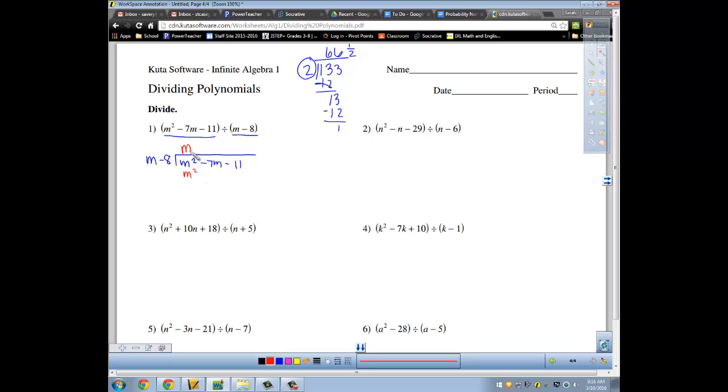I'm also going to treat this like the distributive property. So I did m times m. I'm also going to do m times negative 8. So I'm multiplying each thing by each term on the outside of the division symbol. M times negative 8 is negative 8m.